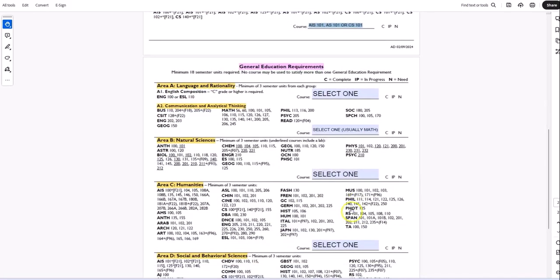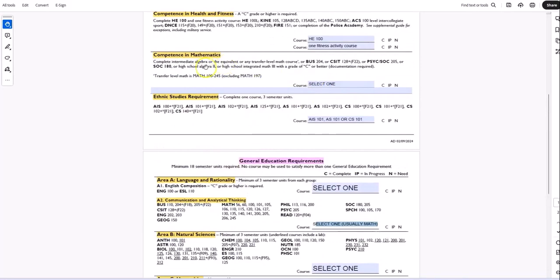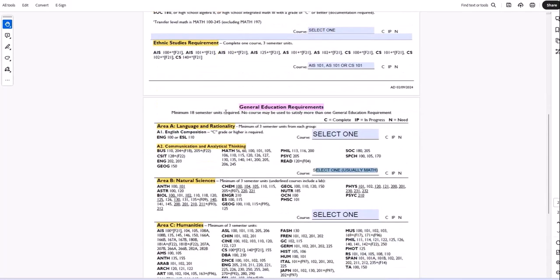When it comes to the general education pattern, for A1 English Composition, you'll complete English 100 or ESL 110. For A2 Communication and Analytical Thinking, you have all these choices, but a lot of times students will fulfill this requirement usually with a math class, because if they're looking to transfer, they will need a transferable math class. If they're just going for the associate degree, they can select a different class to complete their communication and analytical thinking, as long as they completed Algebra 2 or higher in high school.